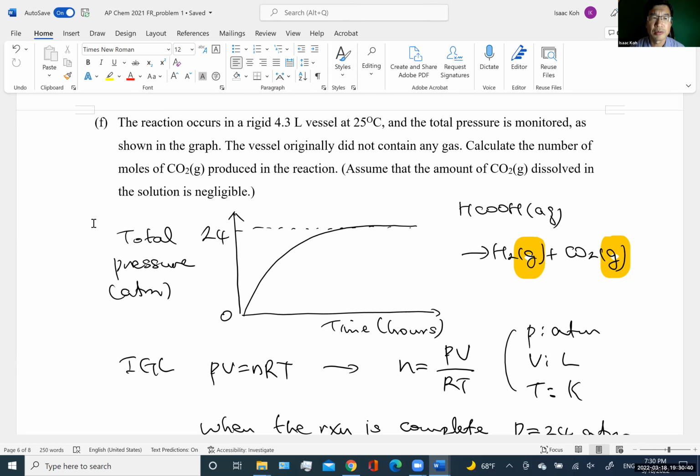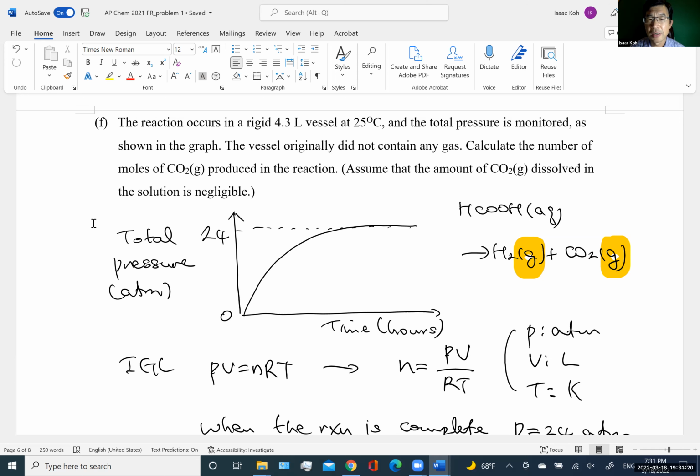Calculate the number of moles of carbon dioxide gas produced in the reaction. Assume the amount of carbon dioxide gas dissolved in the solution is negligible. When carbon dioxide is produced, some of the content will be dissolved in the water, but the amount is small, so let's ignore it. So total pressure is monitored as time is progressing, so the reaction is progressing. From initially 0 atm, no gas in the reaction vessel, as the reaction progresses it produces more and more. It reached an equilibrium state, I mean, the reaction is complete, and the gas pressure is 24 atm.